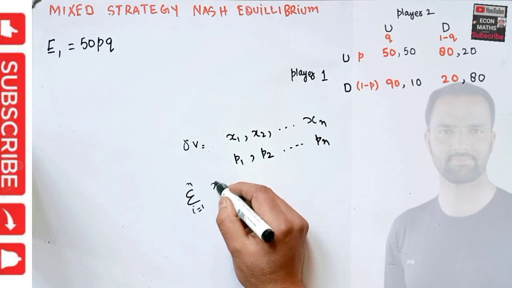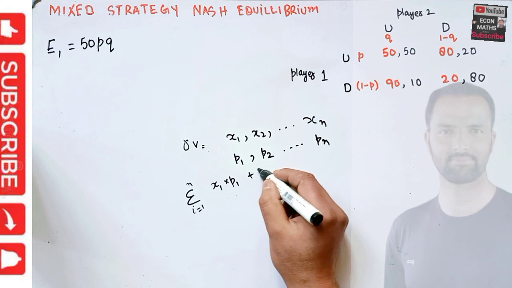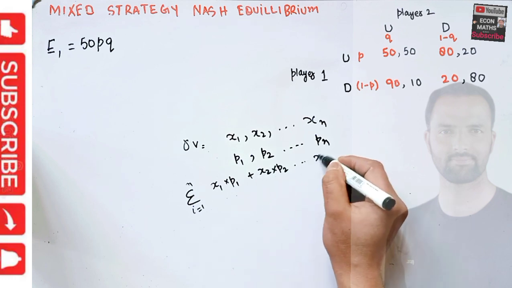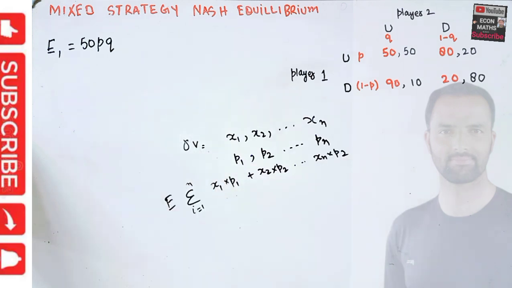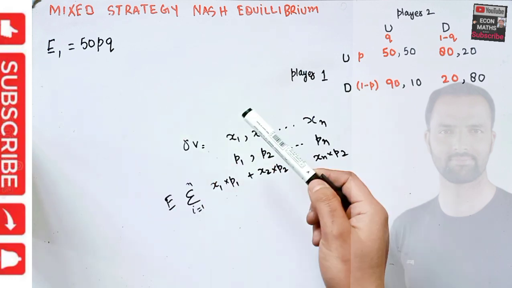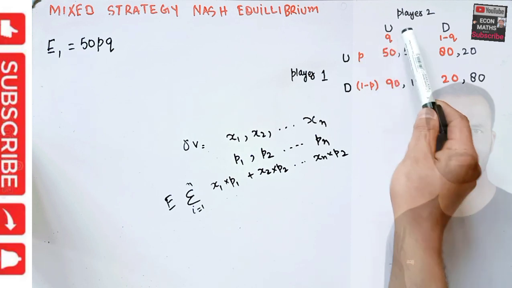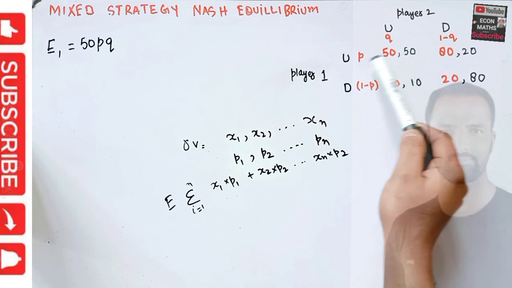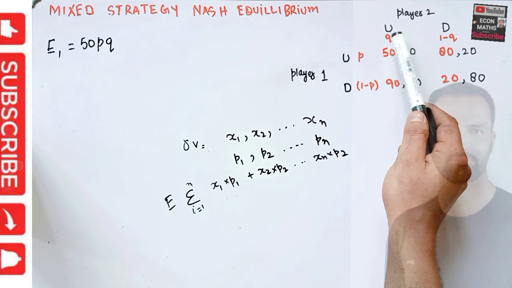That means we have x1 into p1, plus x2 into p2, similarly xn into pn. That gives us the expected payoff. Similarly, since we have two strategies, up and down, the expected payoff for player 1 will be 50 into p into q, that is the probability associated with this random variable u, which is 50. So we have 50 into p into q.